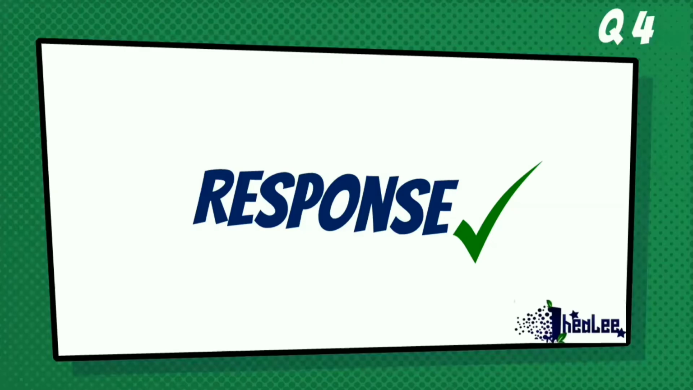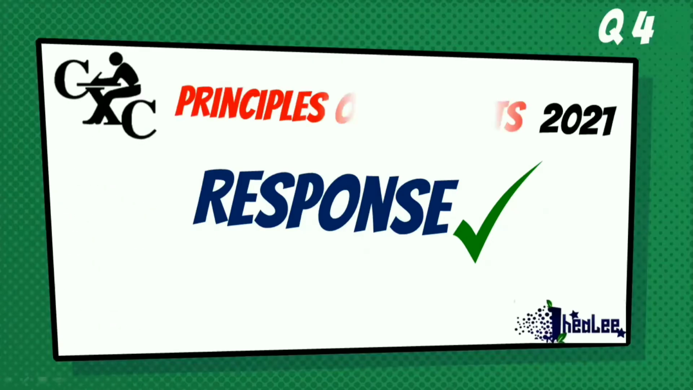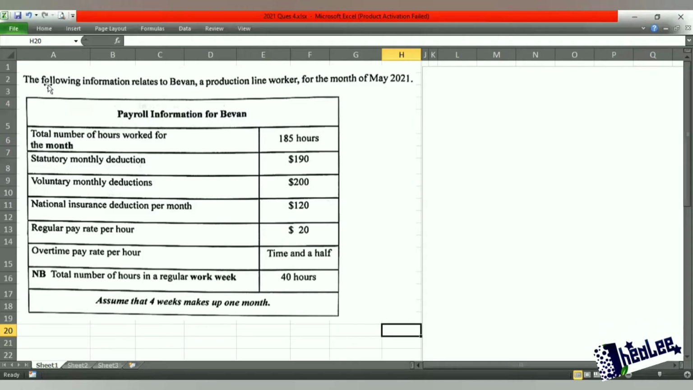Hey guys, let us look at the response to question 4 of the Principles of Accounts 2021 paper. Part A reads, the following information relates to Bevan, a production line worker for the month of May 2021. Payroll information, total number of hours worked for the month, 185 hours. Statutory monthly deduction, $190. Voluntary monthly deductions, $200. National insurance deduction per month, $120.